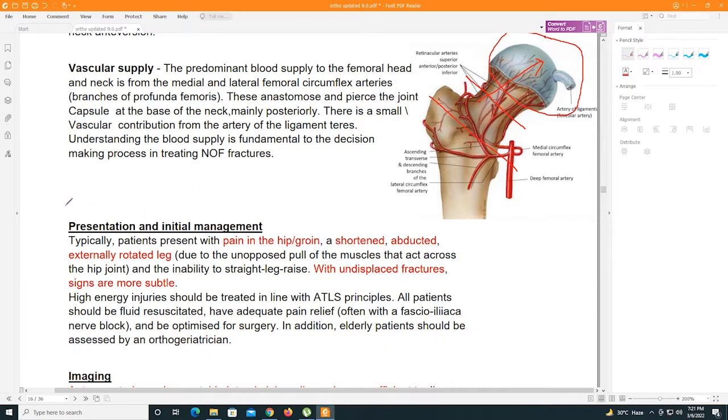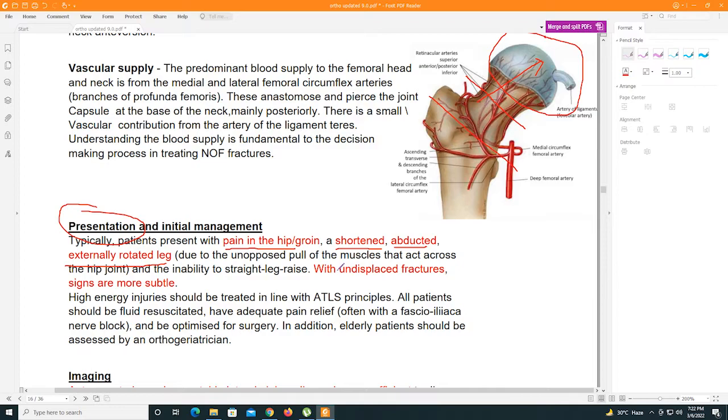About the presentation, the patient comes with pain in the hip, and the leg or lower limb seems shortened because the bone is fractured. The thigh is pulled upwards, abducted and externally rotated because of the pull of the muscles. When the bone is intact, the muscles cannot pull the bone in any direction, but when the bone is fractured, the largest of the muscles, the gluteal muscles, has the most energy, so it pulls the fractured bone in its direction.